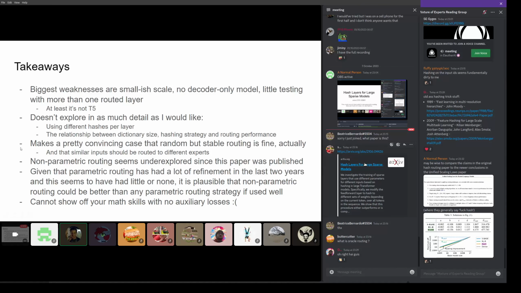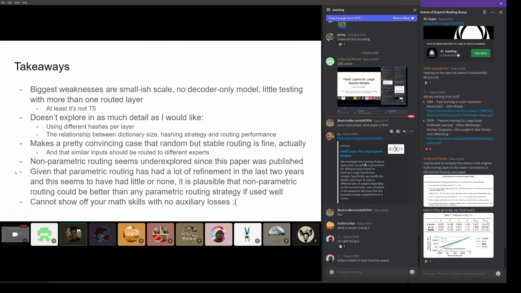Probably random but stable is fine. It's not terrible, at least. And I guess my most optimistic takeaway is, given that there's been a lot of refinement on switch transformers, but not a lot of refinement on hash, it's possible hash is just uniformly better if you figure out the best way to do it. Because it does work when it doesn't seem like it should work at all. So the fact that it does work and that it has very little research on it, it seems like it could be a generally good choice for some things. And you also get the benefit of there's no hyperparameters that might make it unstable, and it's generally more efficient.